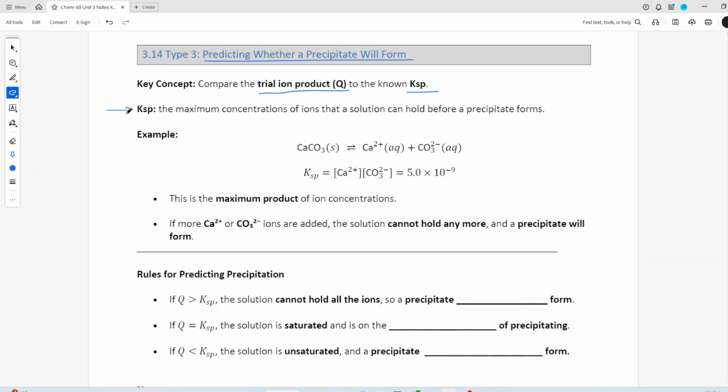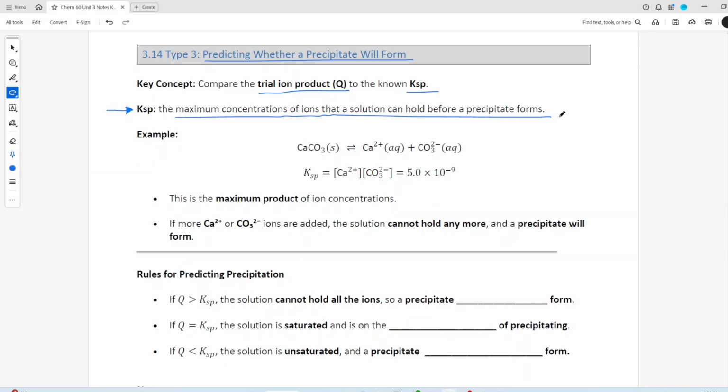KSP, just to make sure you understand the concept behind it, is the maximum concentration of ions that a solution can hold before a precipitate forms. When we say something has low solubility, it can hold a certain amount of ions in solution until it won't dissolve anymore. On the flip side, when you introduce ions into solution, it'll hold a certain amount without precipitating. But when you reach a certain amount, all of a sudden you will precipitate.